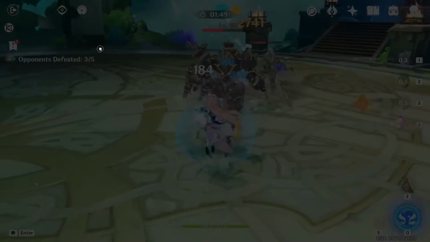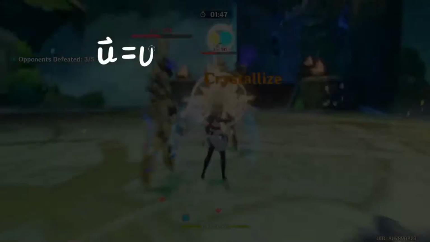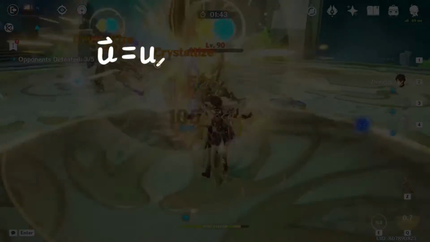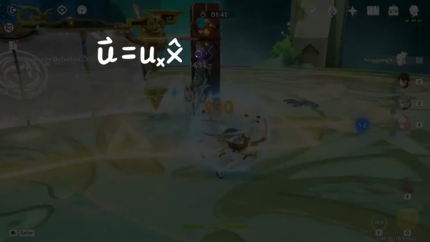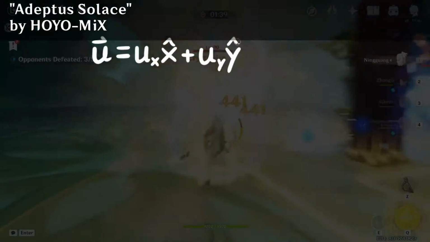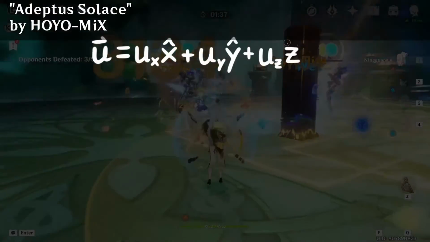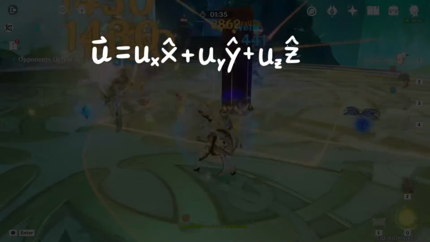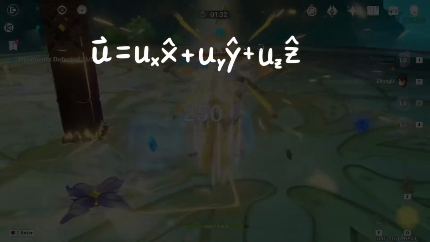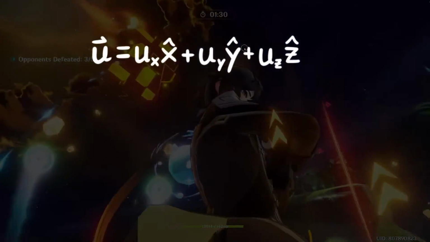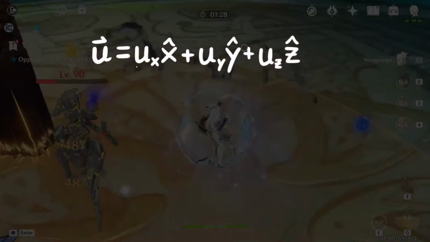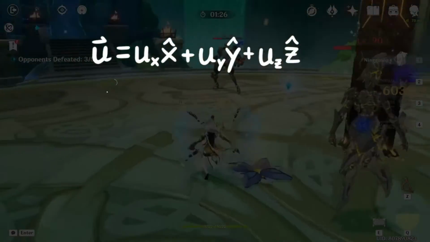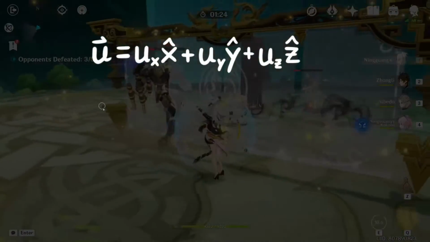If I have a vector u with components ux, uy, and uz, we can express vector u as ux times x hat plus uy times y hat plus uz times z hat. We can see that each of these terms, or components, are multiplied with their basis vectors, which add up to vector u. When we're dealing with addition and subtraction of vectors, we add or subtract them component-wise.